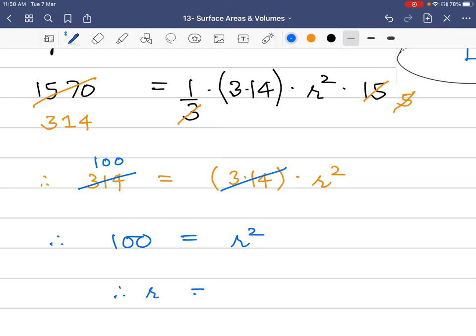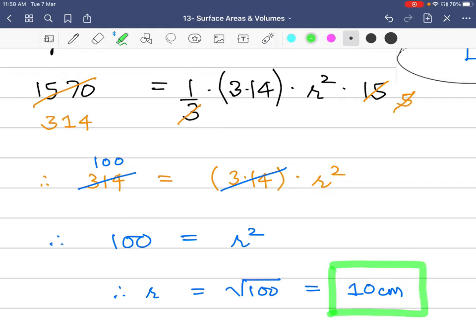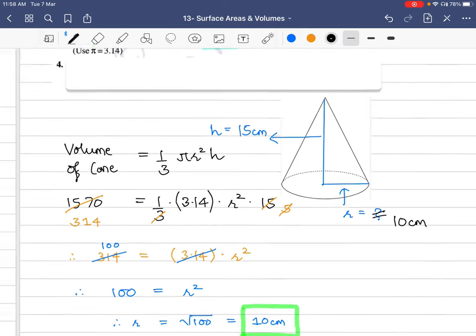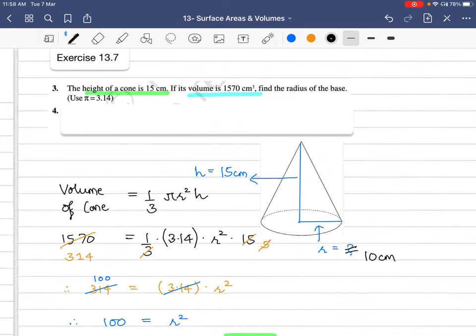So r is going to be square root of 100, which is equal to 10. That's going to be 10 centimeter. Quite simple and straightforward. That's what we wanted to find out, the radius of the cone, which is equal to 10 centimeter. So I'm just going to remove this question mark now. There is no more question mark, and the radius is equal to 10 centimeter. That's how we solve problem number 3.